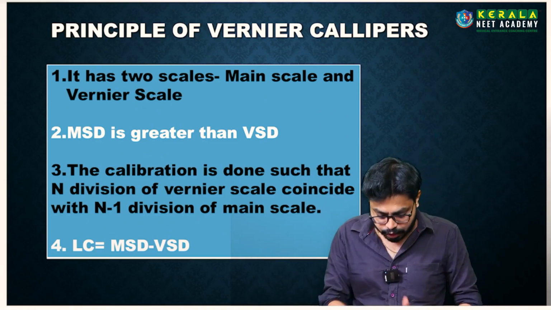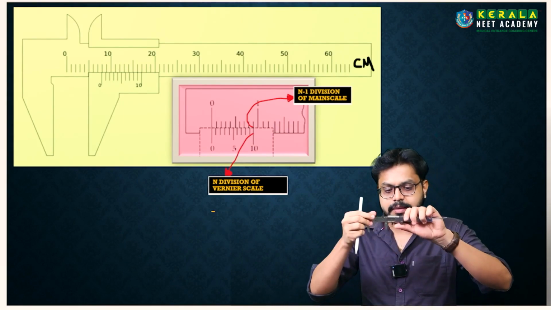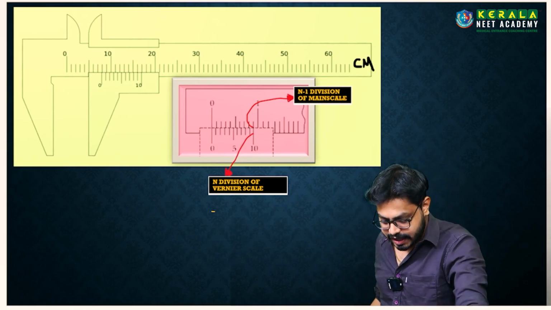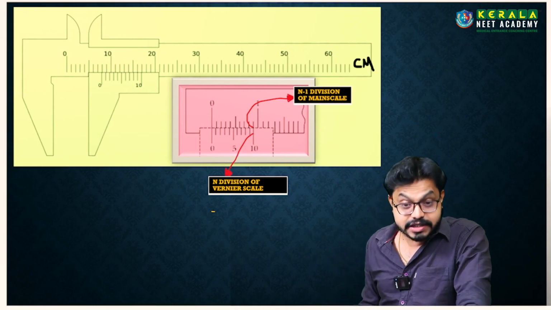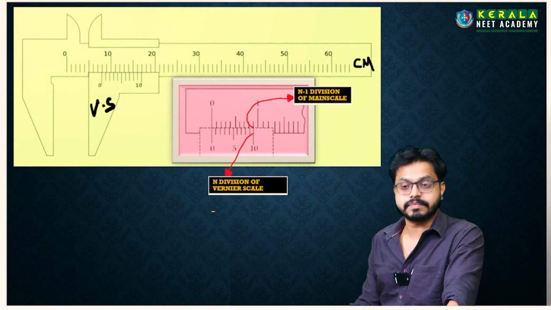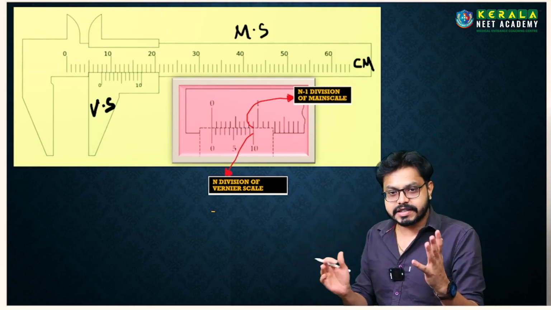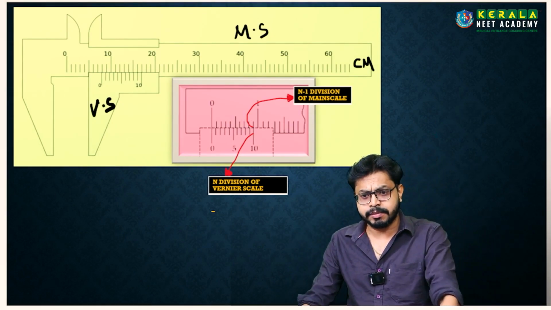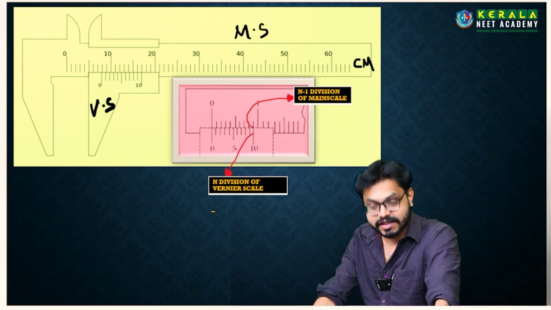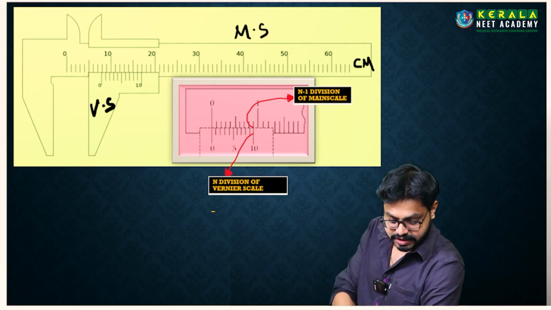I have a symbolic picture. Here is the moving scale. What is that scale? Vernier scale. In this picture, which one is the vernier scale? This is the vernier scale, and this is the main scale. So we have a main scale and a vernier scale, and both are used to take the reading. But how do we take the reading with them? We will tell that next.